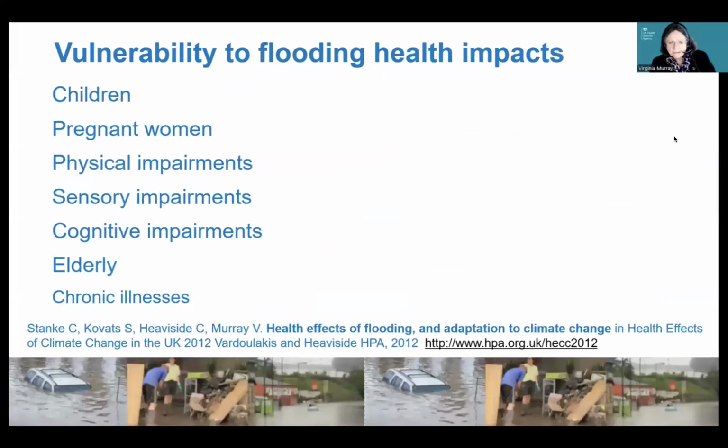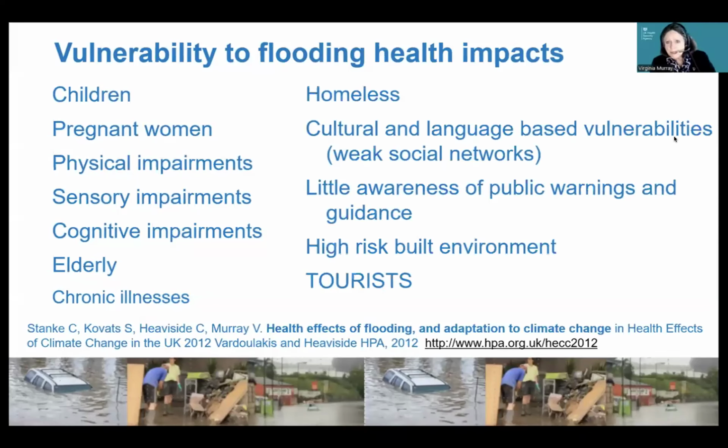And who is vulnerable? Well, we know children, pregnant women, those with physical impairments, those with sensory impairments who can't receive the messages, or with cognitive impairments can't necessarily understand what the messages and early warning might be. The elderly have been particularly vulnerable in Japan, for instance, recently, but those with chronic diseases may not be able to get out so easily. But we also know that the homeless are vulnerable. Those with cultural and language-based vulnerabilities, with weak social networks, those who don't know about public warnings and guidance, and in the high-risk built environment. And of course, we so often forget tourists. And tourists are not necessarily tuned in to what we need to do.